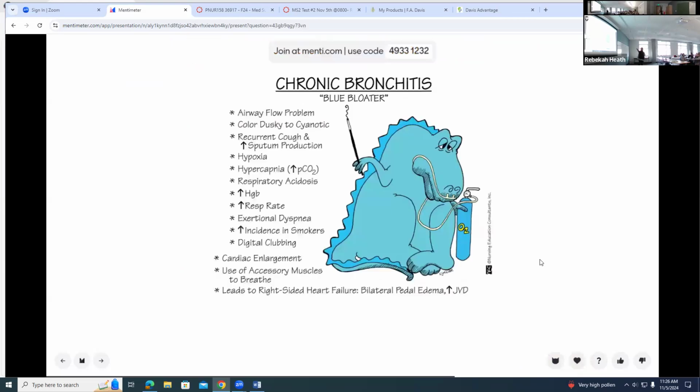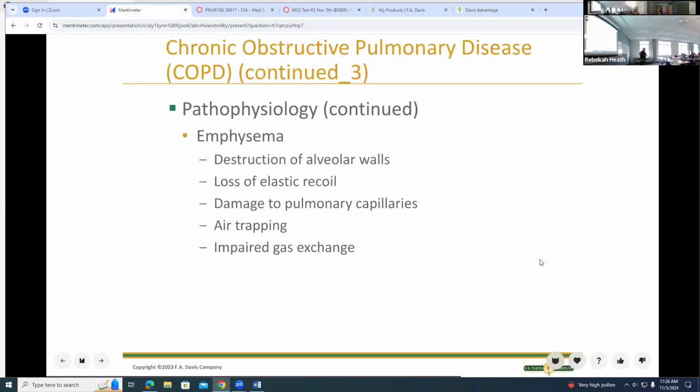This is one of these little pictures. They like to call chronic bronchitis the blue bloaters. With chronic bronchitis, because of all that mucus production, a lot of times these patients can even be a little bit cyanotic as their baseline. So they're not exchanging air like they need to. They have a lot of that plugging out the oxygen.